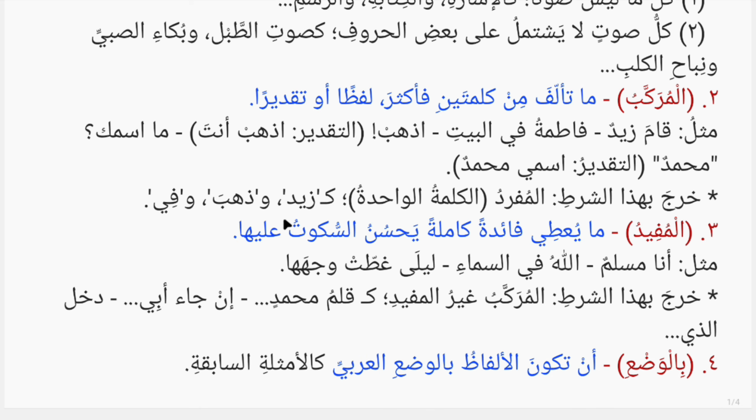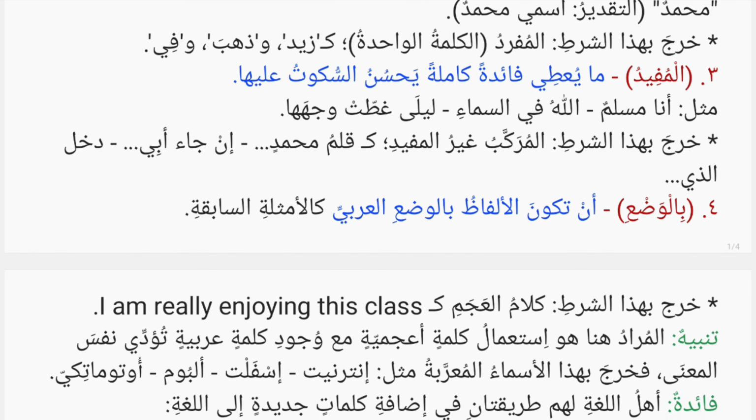One word such as Zayd, ذهب, في. These are words which contain meaning. However, it's not called kalam. It's not called kalam because it doesn't fulfill this condition of al-murakkab, because it's one word, not two or more. The third condition for kalam to be kalam is that it has to be mufid. It has to be meaningful.